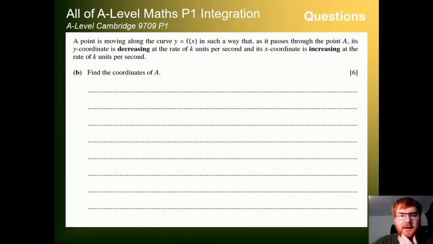Okay, and on to part B. I like this. I remember reading through this question and going, that's very, very sneaky. And we've seen this idea in a differentiation video as well. That is a differentiation question, but I thought I'd include it in this video as well. So a point is moving along this curve in such a way that as it passes through the point A, its y-coordinate is decreasing at a rate of k units per second, and its x-coordinate is increasing at the same rate. So notice we have the same rate in both, which is very, very important.